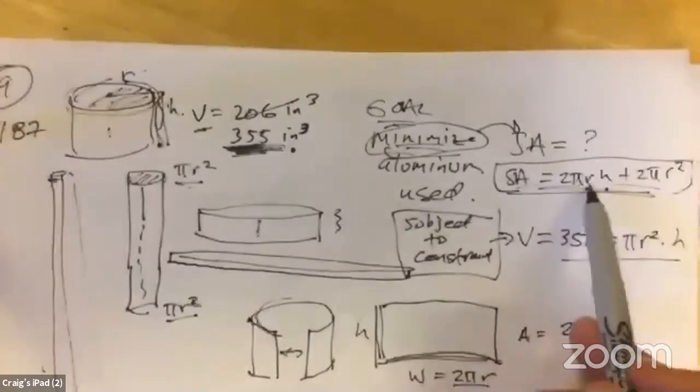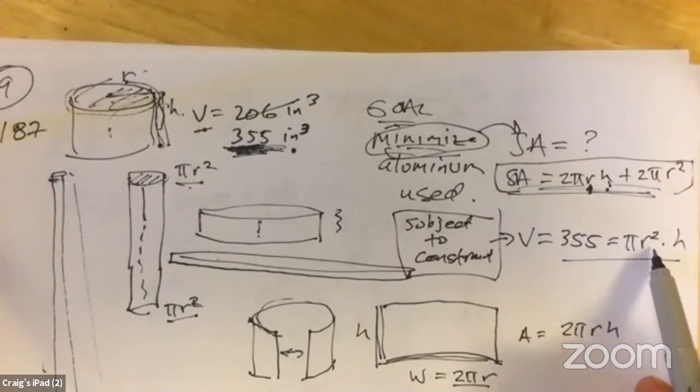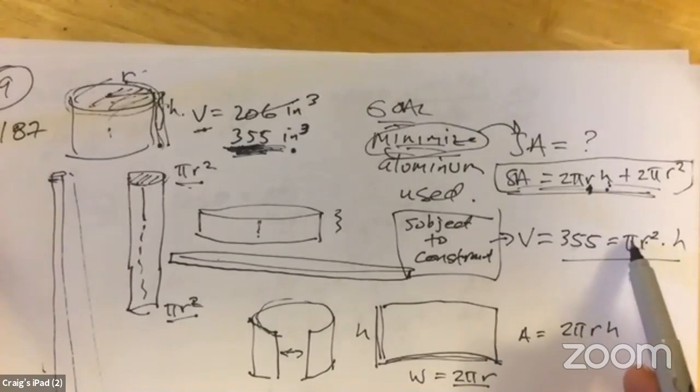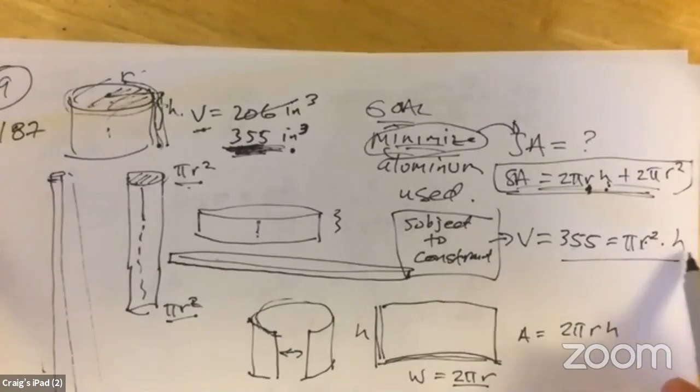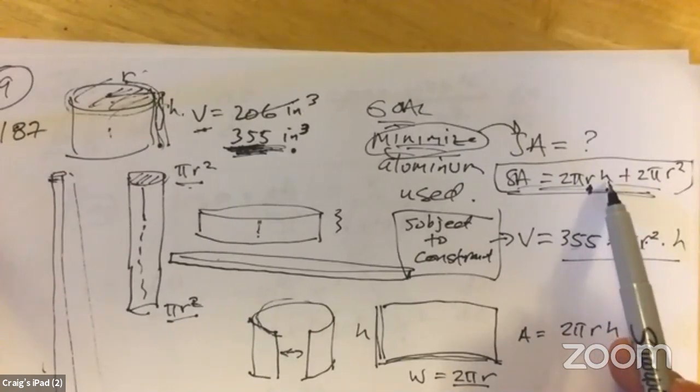So if I pick my r real small, then my h will actually be really big. To keep the volume at 355, I have pi divided by the small r, and I'll get a big height. So if I make my r too small, the height gets big.